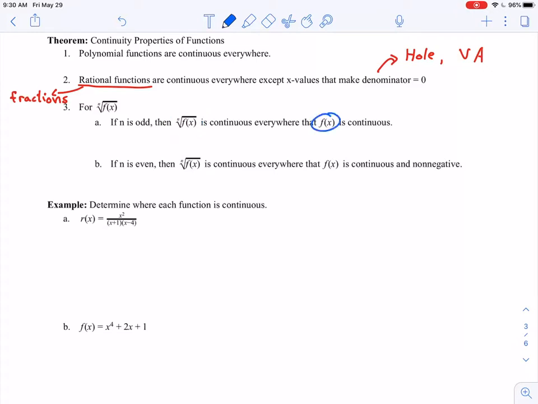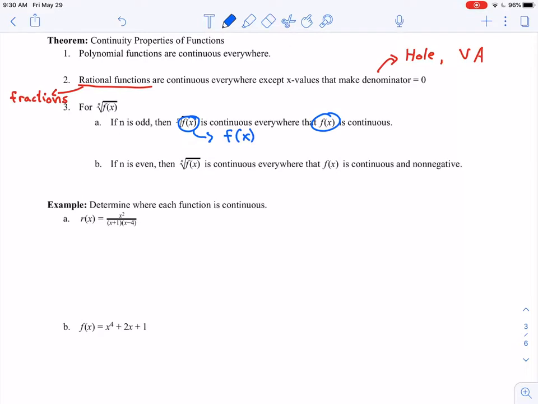And notice that f of x is really just the inside part of this. We're just looking at the inside part of that. We're just going to look at that inside part and determine, okay, where's that inside part continuous? And if it's continuous everywhere, then your function is continuous everywhere.